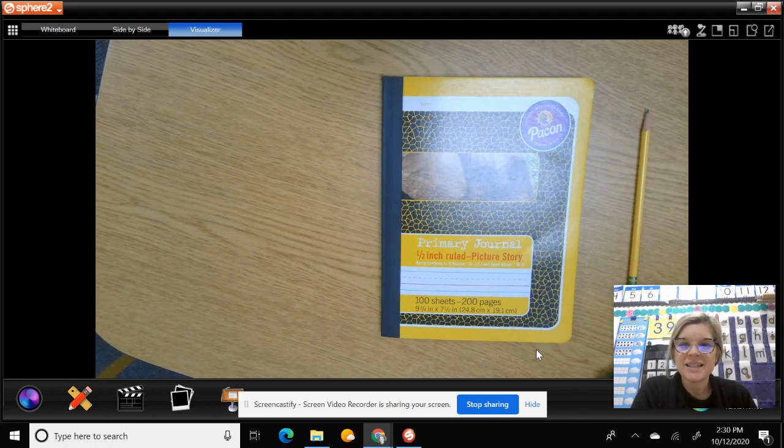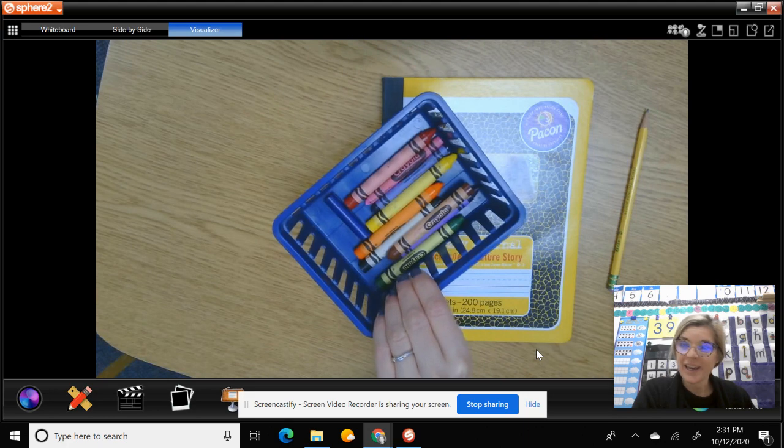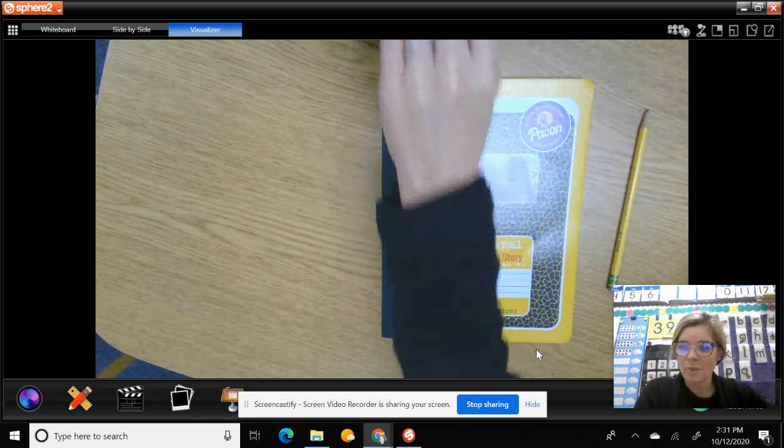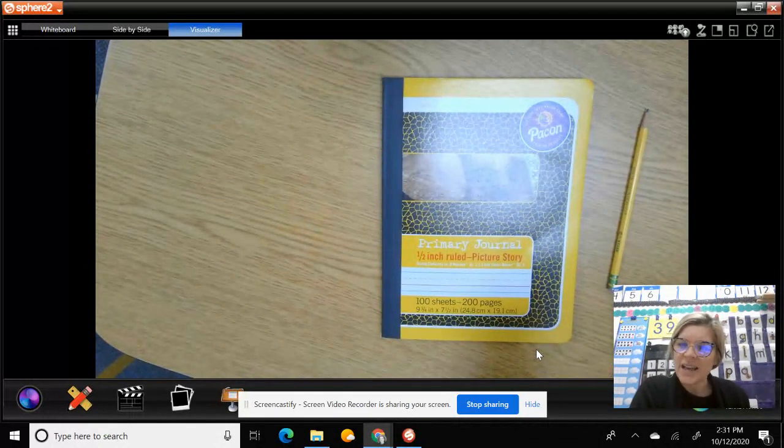Hello, writers. Today you will need a pencil and your writing journal. You might also want to get your crayons ready. We're going to draw a picture and we're going to add some picture labels. Remember, labels are just words that tell about part of our picture.